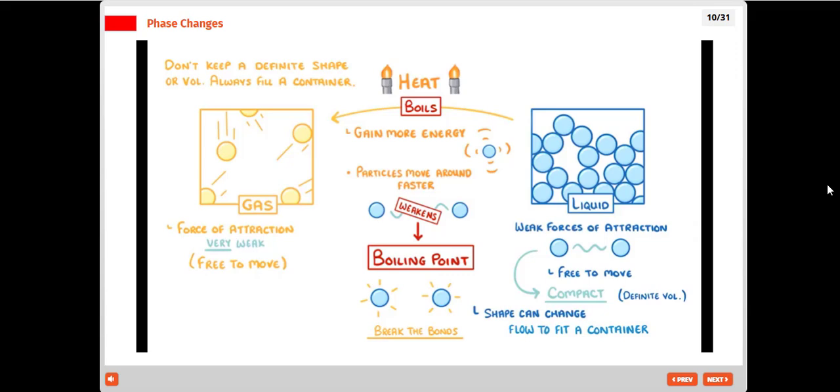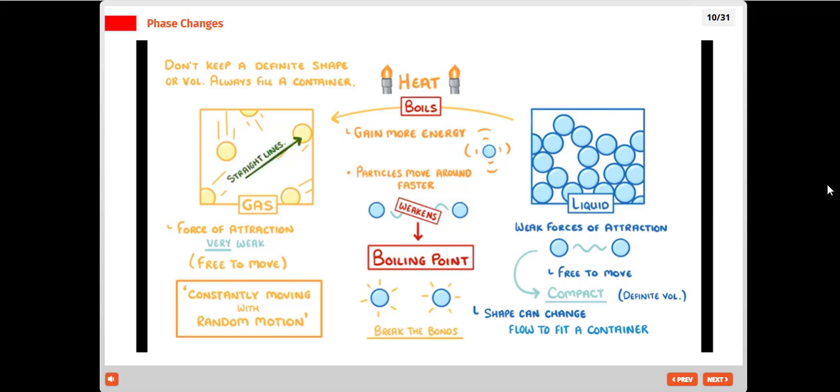We normally say that gases are constantly moving with random motion, and this can be a bit confusing, because gas particles actually move in straight lines. They don't randomly swerve. What we actually mean by random motion is that particles can travel in any direction, and they'll end up being deflected by solid walls or other gas particles randomly.